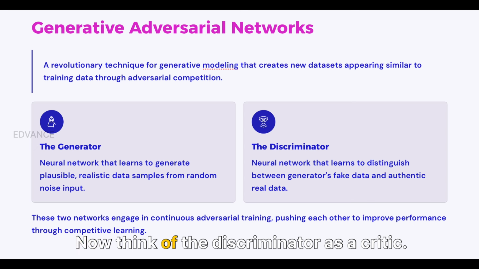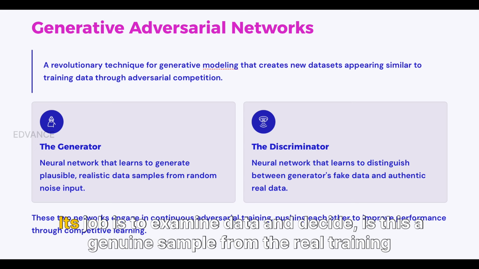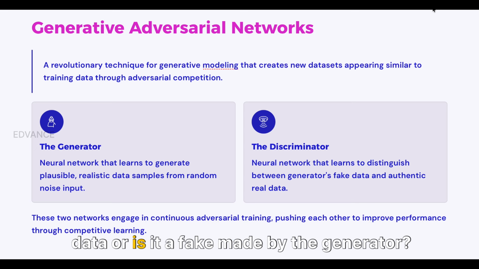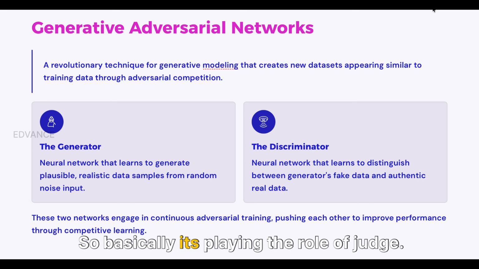Now think of the discriminator as a critic. Its job is to examine data and decide: is this a genuine sample from the real training data, or is it a fake made by the generator? So basically it's playing the role of judge.